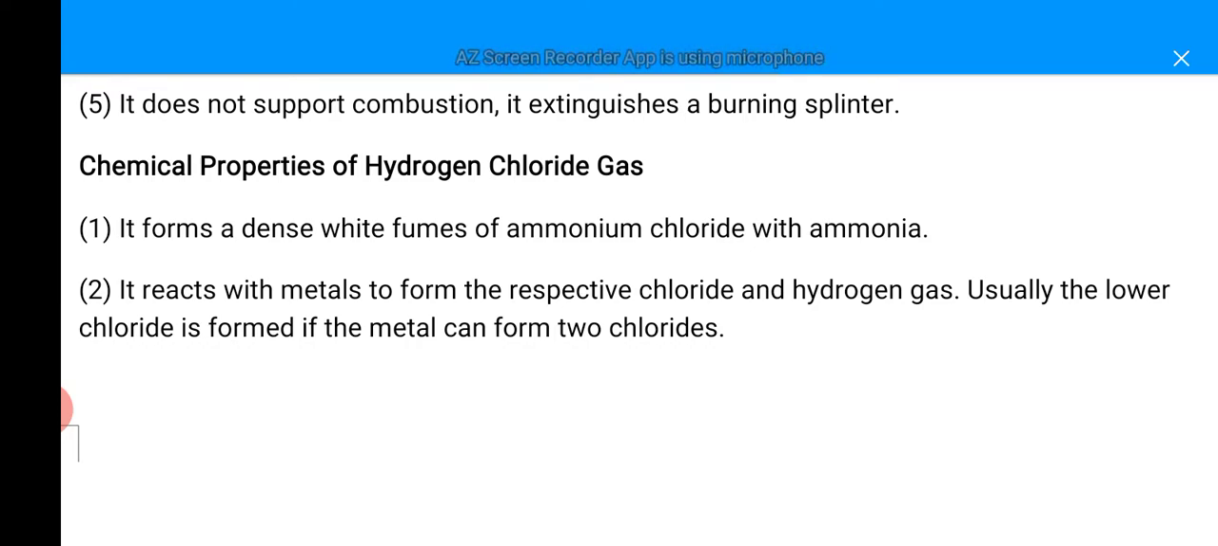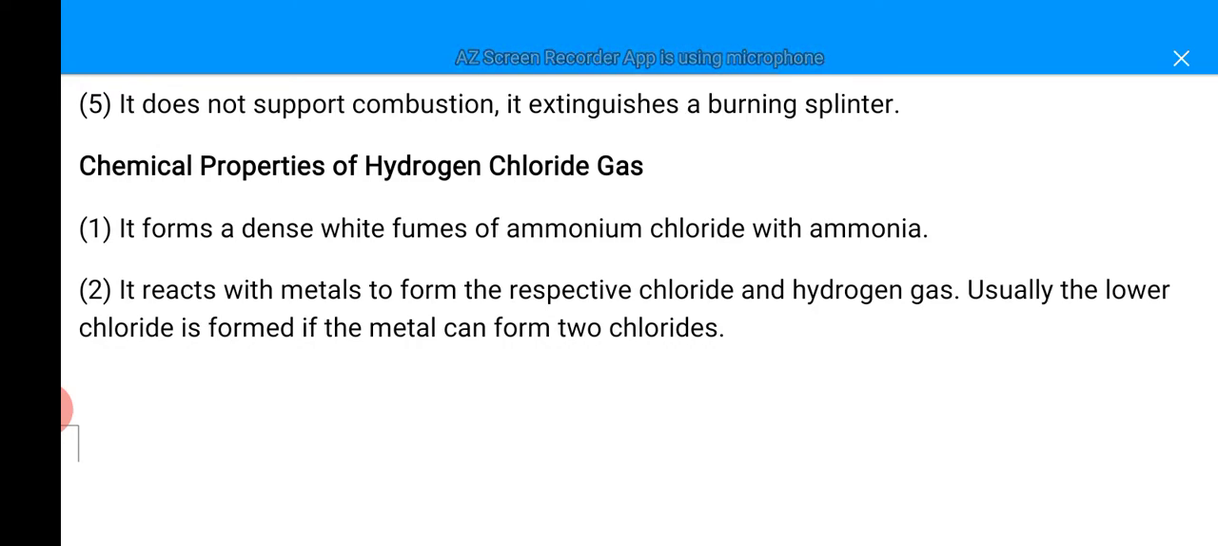It forms a dense white film of ammonium chloride with ammonia. It reacts with metals to form the respective chloride and hydrogen gas. Usually, the lower chloride is formed if the metal can form two chlorides. What does it mean? If we have, for instance, iron, like we have mentioned in lesson 1, iron is a transition metal, it can form different chlorides, the iron 2 chloride and the iron 3 chloride.